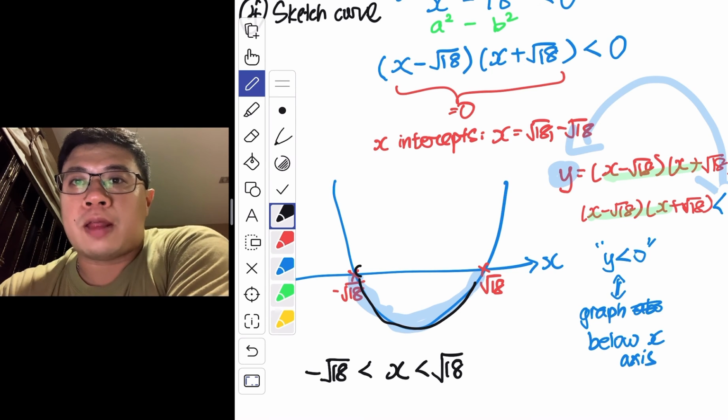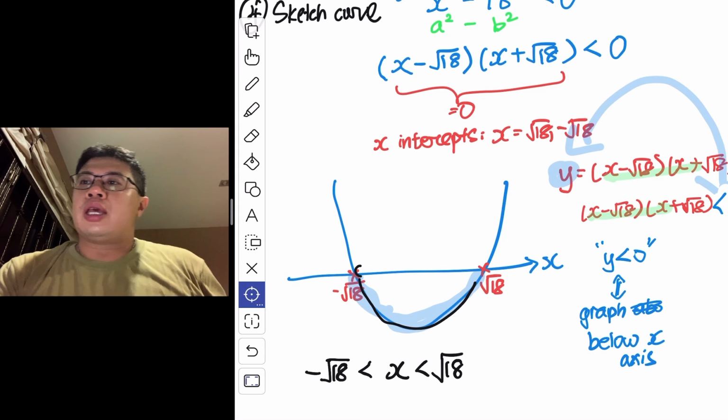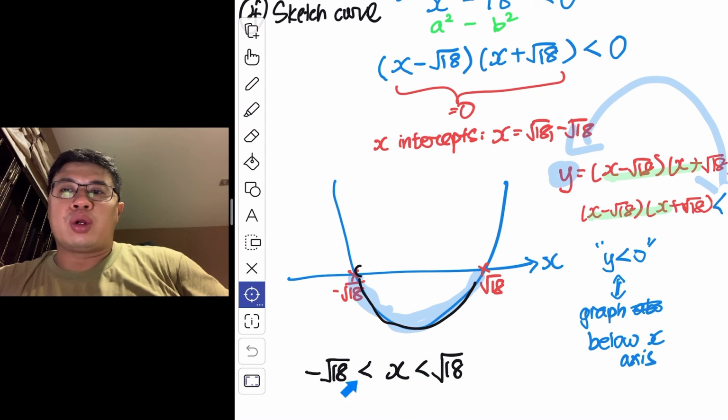Okay, so that will be the solution. Do take note that it is not an inclusive inequality, so we do not include the x-intercepts. That's why you can see here I did not include square root 18 and negative square root 18.